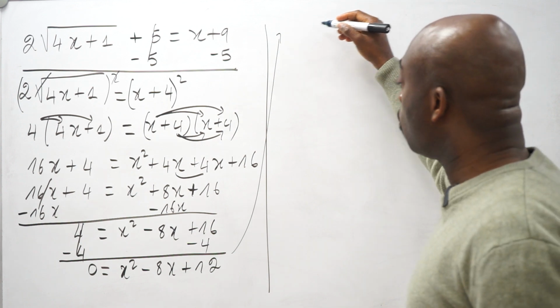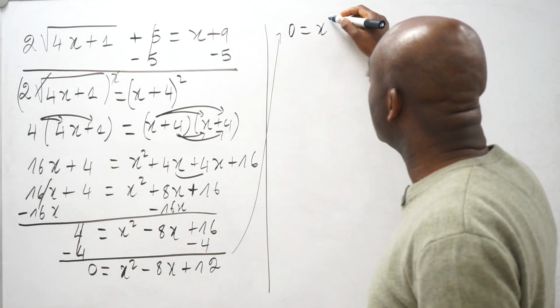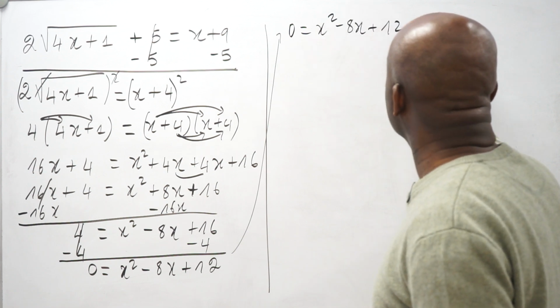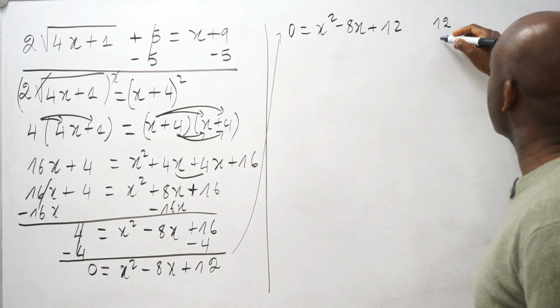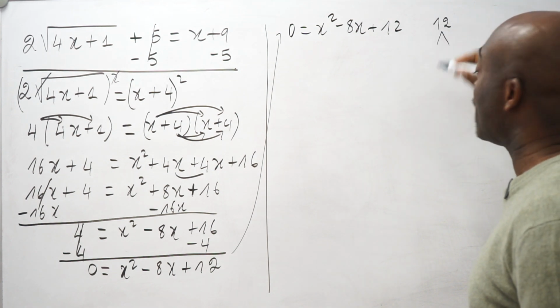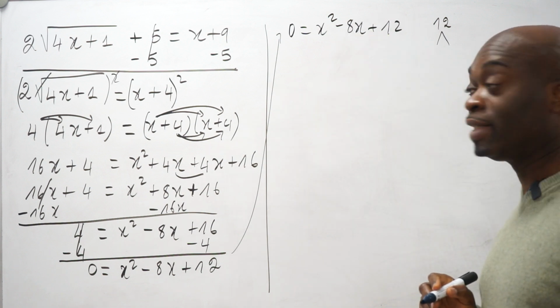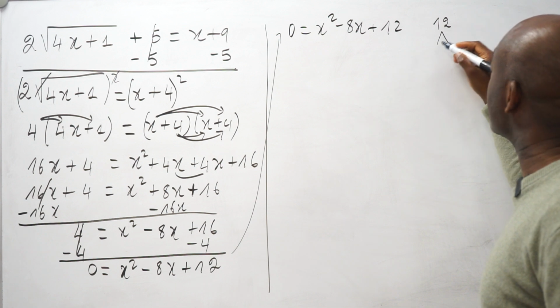So we end up with 0 equals x squared minus 8x plus 12. So we're looking for two numbers where, when you multiply them, you get positive 12, and when you add them up, you get negative 8. What could those two numbers be? Those are factors of 12. Factors of 12, what do we have?